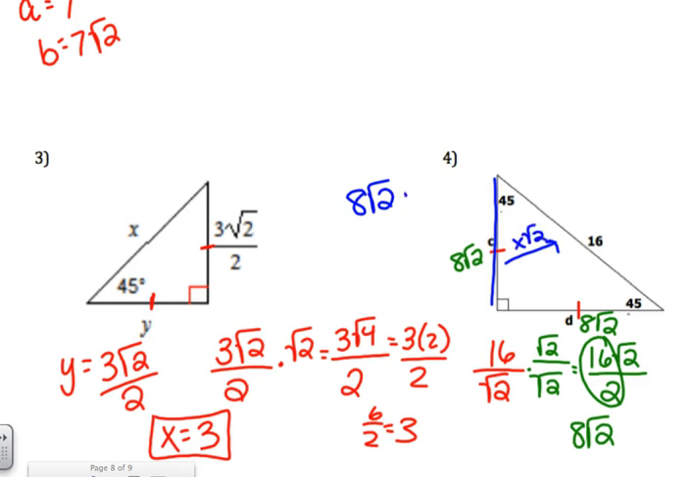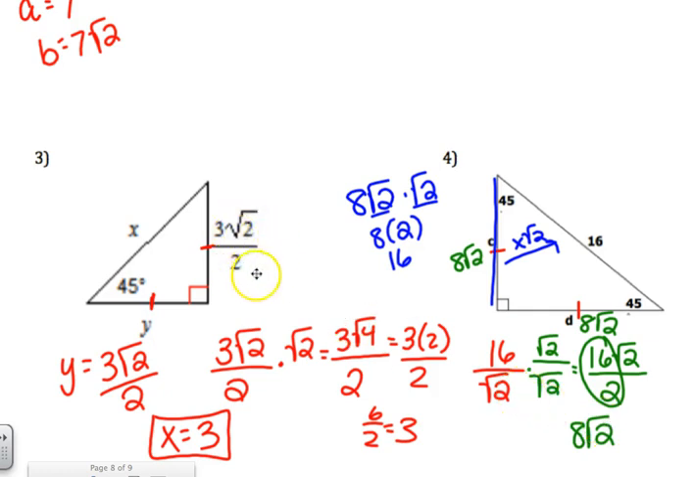So let's double check that and times by the square root of 2. Square root of 2 times square root of 2 is 2. 8 times 2 is 16, so it worked. Okay? So it's going to be really tricky if they give you a number for the hypotenuse that does not have the square root of 2, because you're going to have to divide by the square root of 2 and rationalize the denominator.